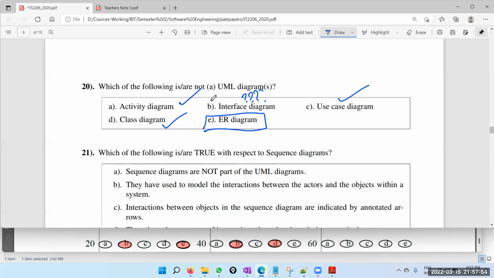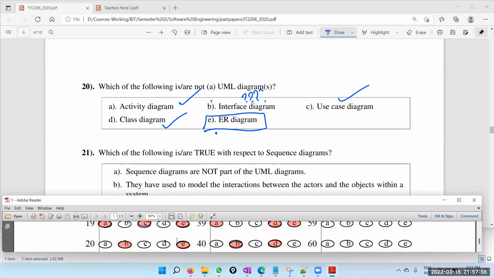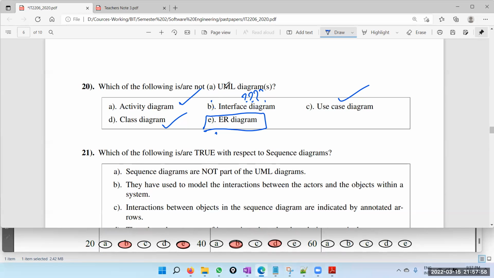So therefore B and E, right? B and E, correct, right? Our answer is correct.